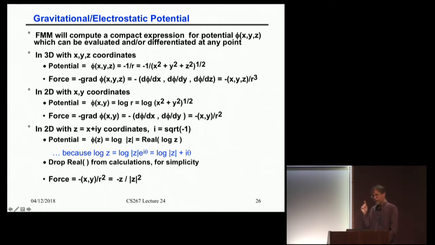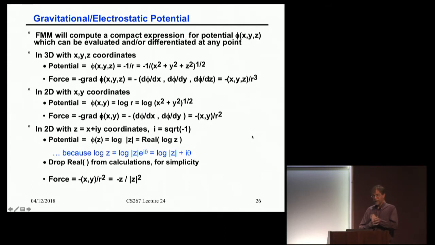Now, rather than 3D, I want to keep it simpler. I'm going to do it in 2D. In that case, the potential isn't 1 over r anymore, it's log r. And when I differentiate that, I get a vector divided by r squared instead of r cubed. So that's the 2-dimensional potential.